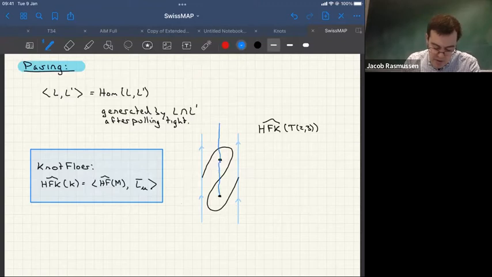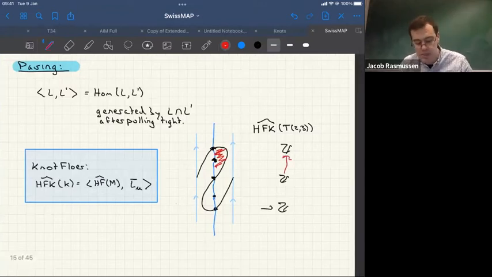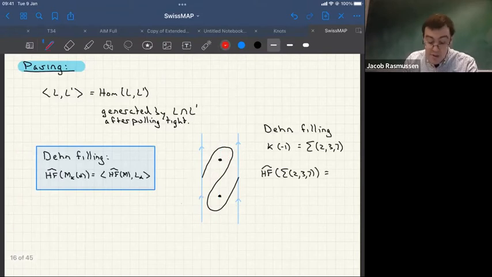Okay, and these 3 intersection points here, oops, it's not an intersection point, here, here, and here, correspond to the 3 generators of the knot Floer group. Okay, and similarly here, maybe this red disk here is telling you about this red differential. Okay. Another thing we can do is we can Dehn fill.